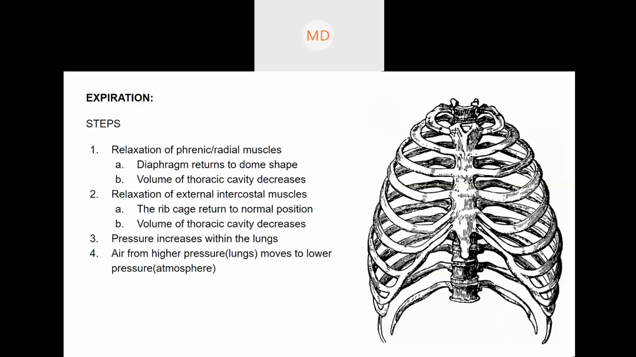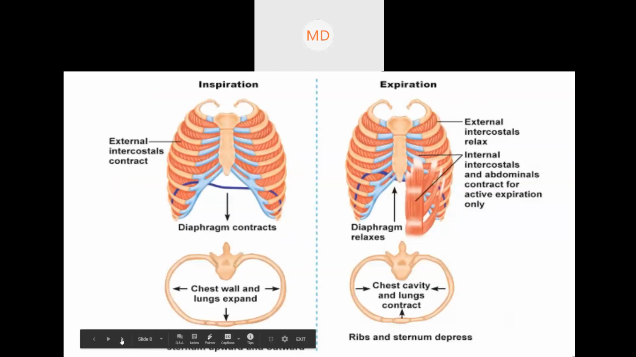Okay, this is just so simple, but you have to remember the steps. So inspiration: the volume becomes big, therefore air from high pressure comes to low pressure, that's why we breathe in. For expiration, the volume becomes small, therefore again air will come from high pressure to low pressure. High pressure is inside, so air will go outside. Okay, so this is all about the mechanism of breathing.